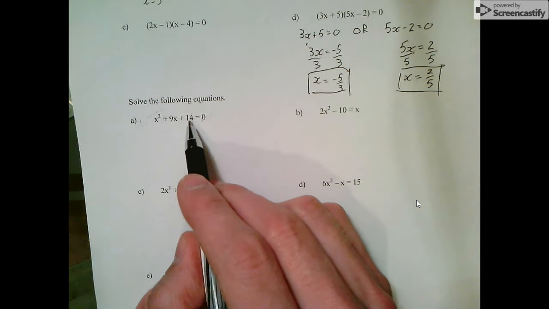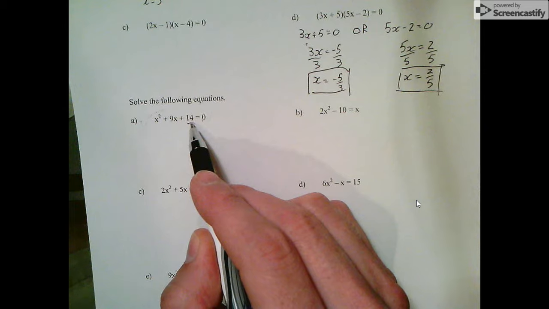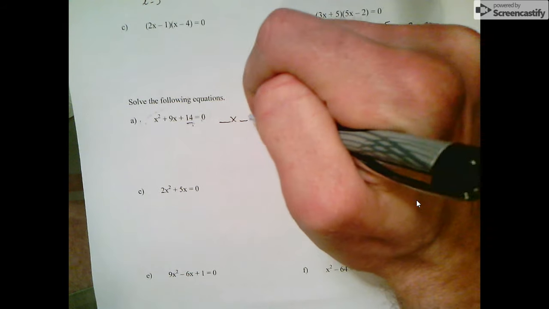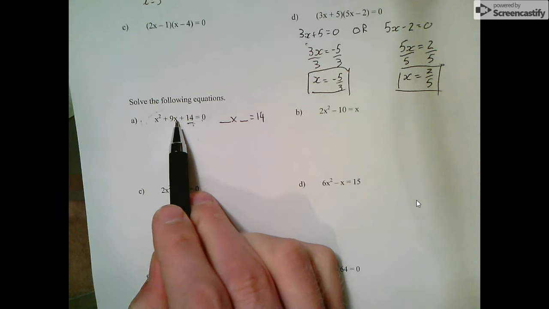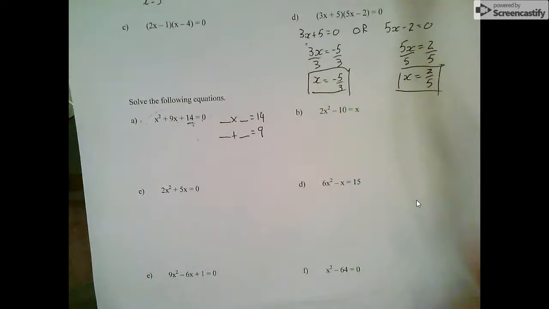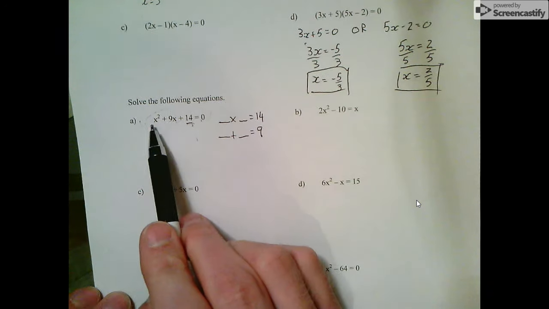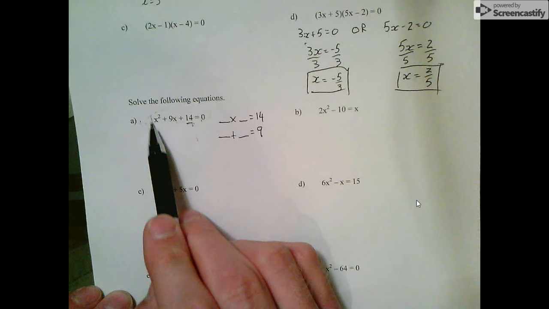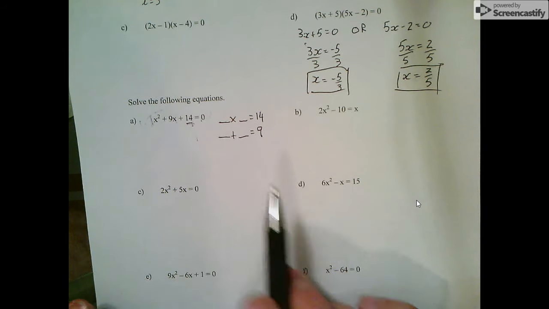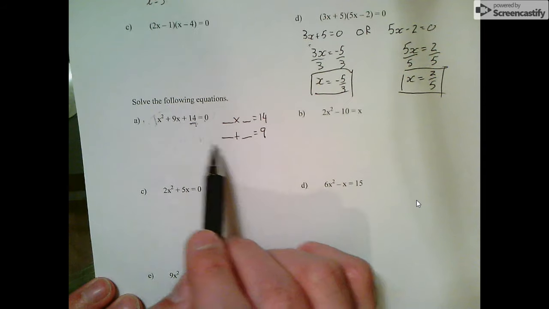So again, remember, we're looking for two numbers that multiply to make 14, but also add to make 9. The nice thing about this is that the leading coefficient in front of the x squared is a 1. So as soon as we find those two numbers, we can throw them into the brackets and we're done factoring, then we can go on to solving.